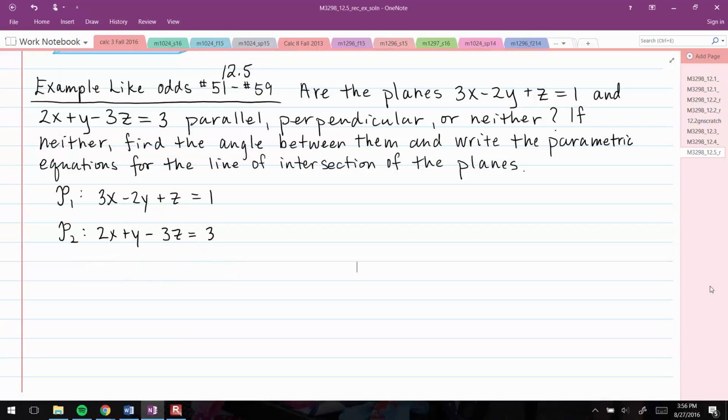So we're in section 12.5 and I'm going to do a problem that will help with a suite of problems number 51 through 59. Are the planes 3x minus 2y plus z equals 1 and 2x plus y minus 3z equals 3 parallel, perpendicular, or neither? If neither, find the angle between them and write the parametric equations for the line of intersection of the planes.